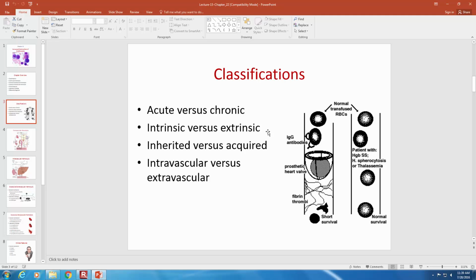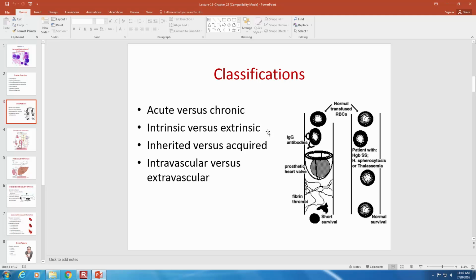Intravascular versus extravascular. That's going to be very important, and I have seen this on board exams so many times. They ask questions about it on your board ASCP exam. Intravascular hemolysis is when your red blood cells hemolyze inside of your blood vessels. Extravascular hemolysis is when your red blood cells are being removed in your tissues, such as the spleen, such as your liver. They're going to be different.